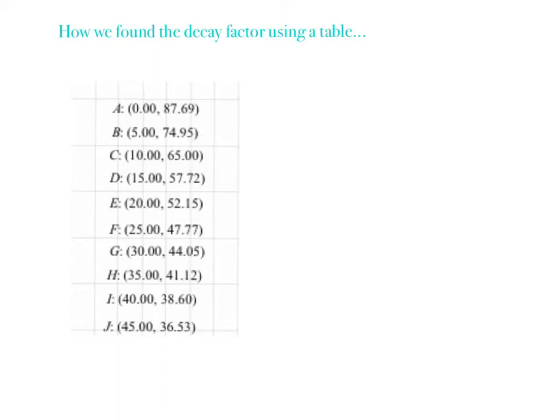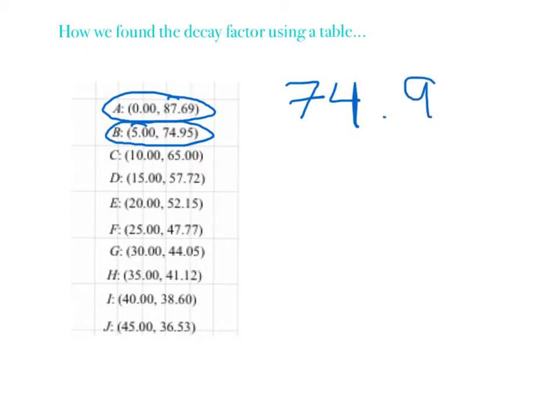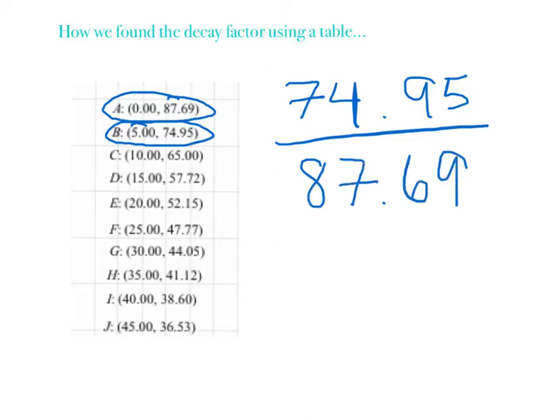Let's choose point A. So at 0 seconds, the temperature was 87.69 degrees Celsius. And you choose the point before that, or after that, which is B. After 5 minutes, the temperature was 74.95 degrees Celsius. So what we do is we would do 74.95 divided by 87.69, and this would equal 0.85. Now, if I was to continue doing this, I'd get about the same answer.